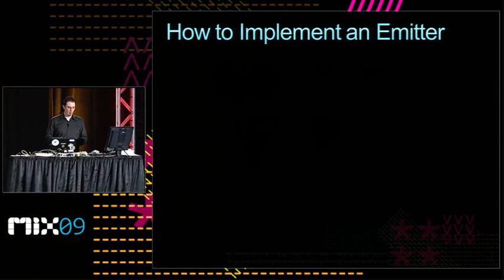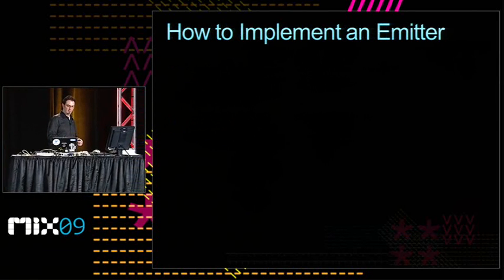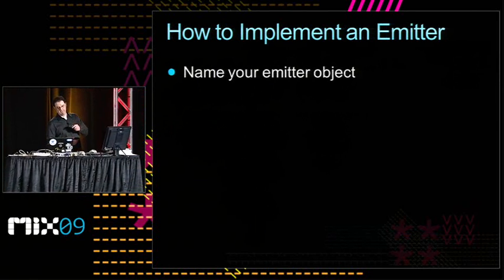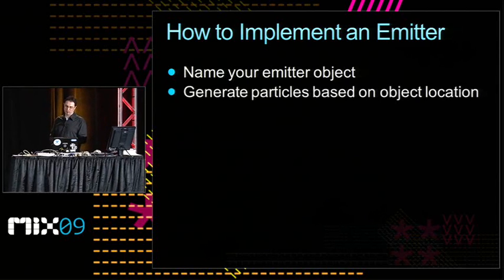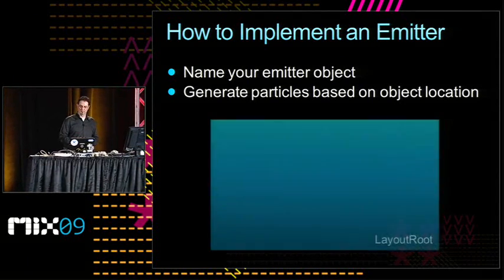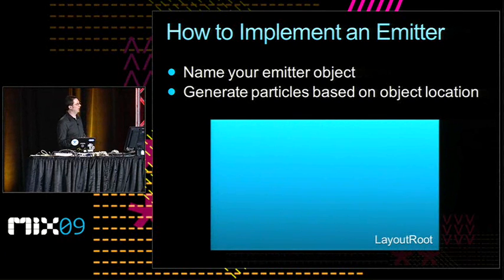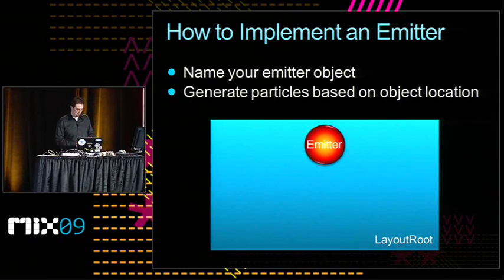So let's talk about how we would implement a particle emitter in Silverlight. First step, name your emitter object. This makes it really easy to access from code. Then all it takes is to generate your particles based on the location of your emitter in your application. So a PowerPoint version of this looks like this. Let's assume this is my layout root canvas. Throw my emitter up there, as my emitter moves, I'm going to generate particles, and I'm going to generate them to the layout root, not to my emitter.